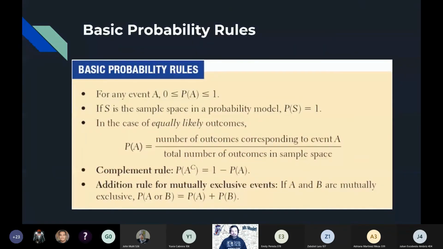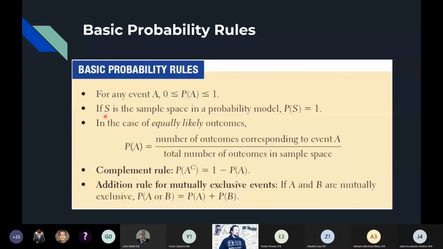So then this is a graphic that shows those basic probabilities with notations rather than just all the words. So we have for any event A, the probability of A is between 0 and 1. Right, so 0 is less than or equal to the probability of A, which is less than or equal to 1.